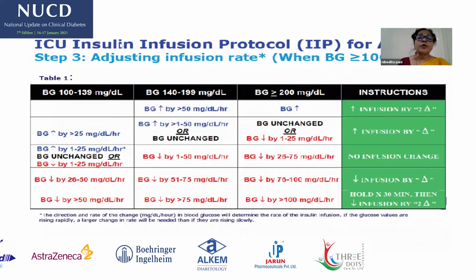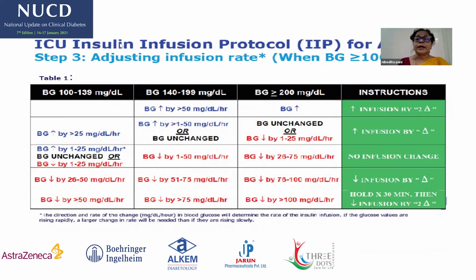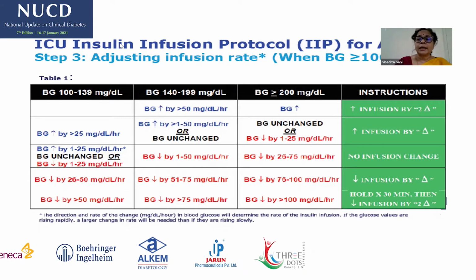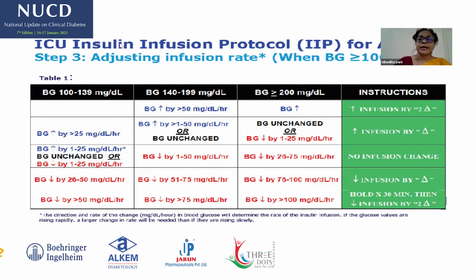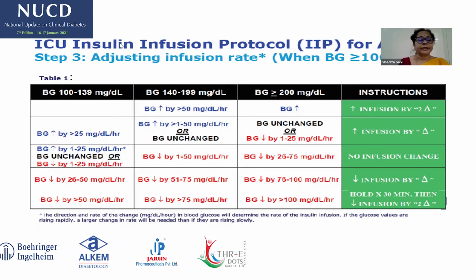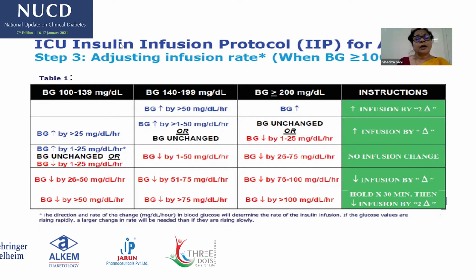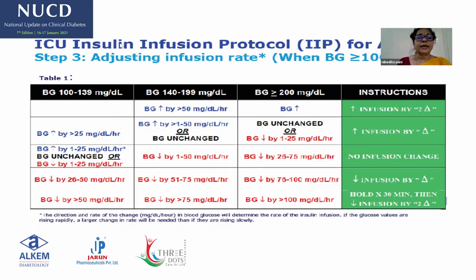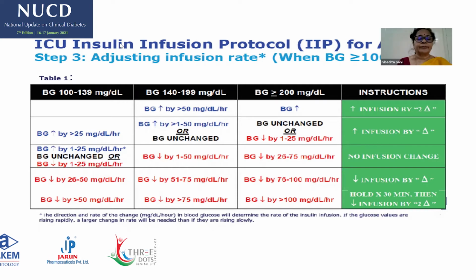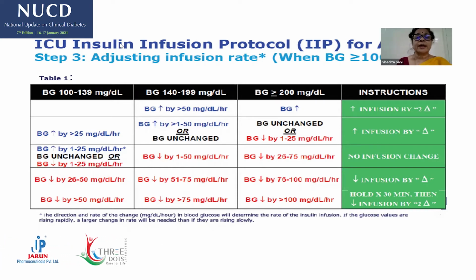So next, how are you going to adjust the infusion rate? When the blood glucose is more than 100 mg per dL, suppose it is 100 to 139. So what will you do? Or if it is, let us calculate, like blood glucose 140 to 199. If the blood glucose is increased by 50 milligram per dL per hour, then you have to give the infusion by 2 delta. Same if the blood glucose is more than 200.